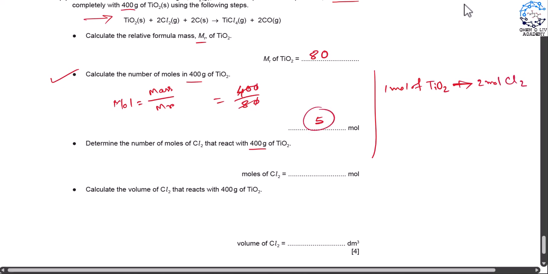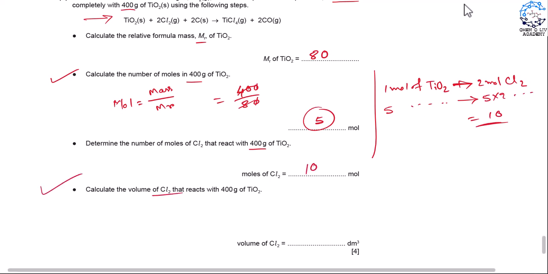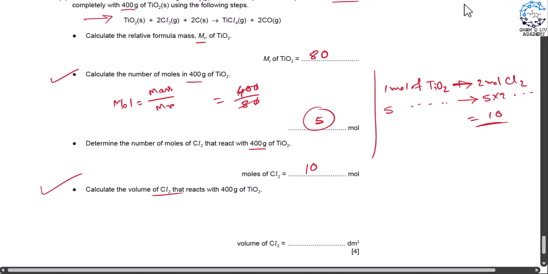Okay, now how many moles of TiO2 do we have? 5 moles. So 5 moles of TiO2 is going to react with 5 into 2 moles of chlorine. So 10 moles of chlorine. Okay, so moles of chlorine reacted is 10. Great. Calculate the volume of chlorine that reacts with 400 gram of TiO2.